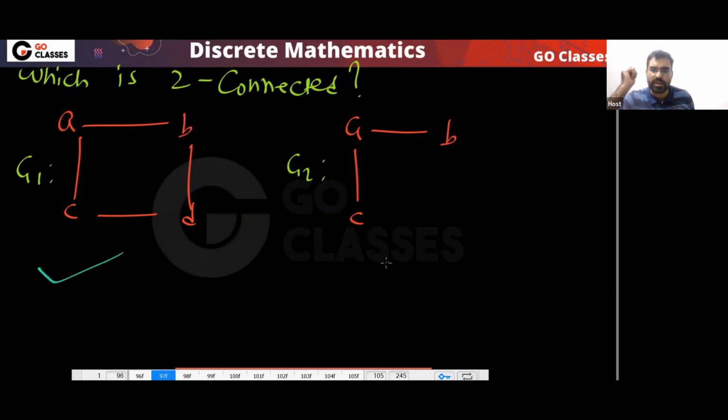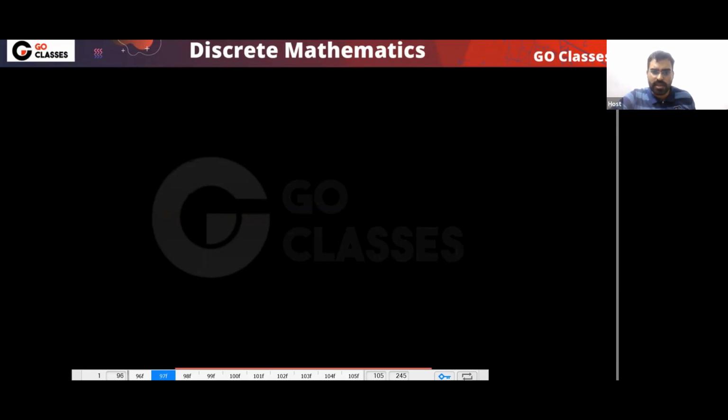So this graph is 2 connected. This is not 2 connected. In this graph, if I remove this, then that's gone. So this graph is not 2 connected. This graph is 2 connected. Now tell me, remember, K connected means what? What is the meaning of K connected?